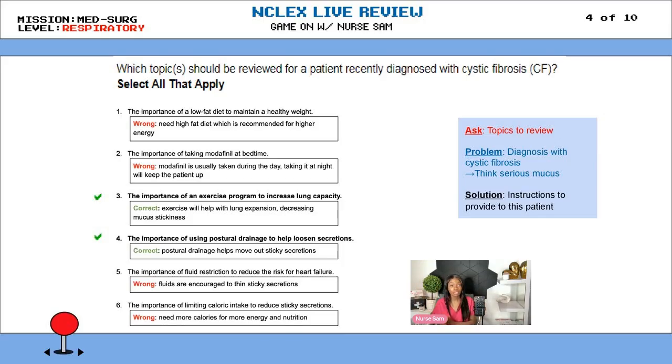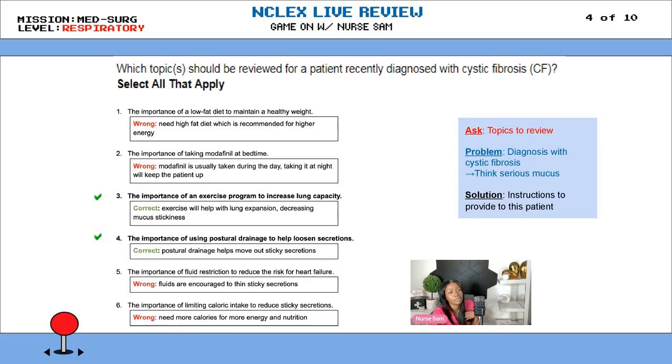So let's get into why it was 3 and 4 and why it wasn't the other ones. All right. So again, the question's asking us the topics that should be reviewed for this recently diagnosed cystic fibrosis patient. With cystic fibrosis, I want you to think just mucus. Lots of mucus. And when it comes to the instructions that we're going to provide to this client, that's exactly what we're getting into.